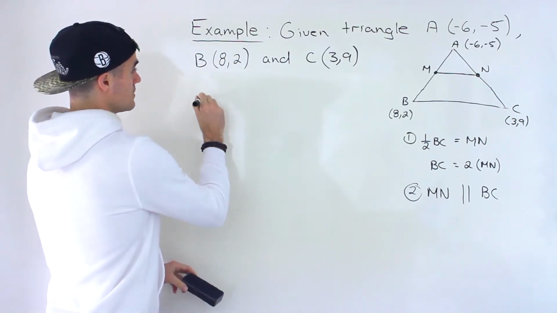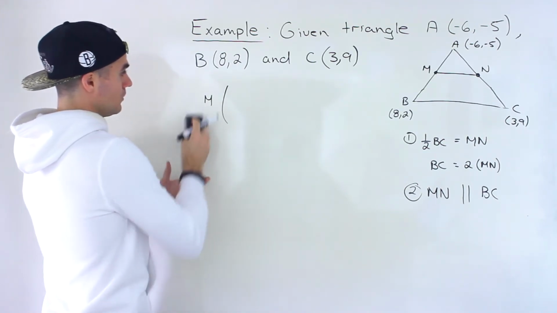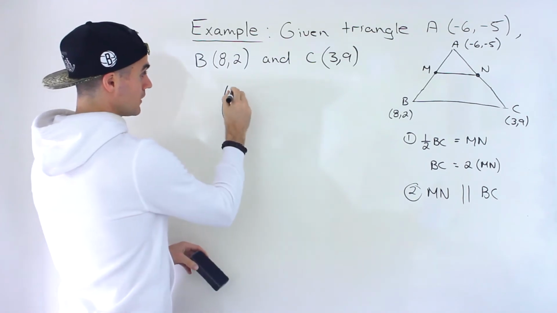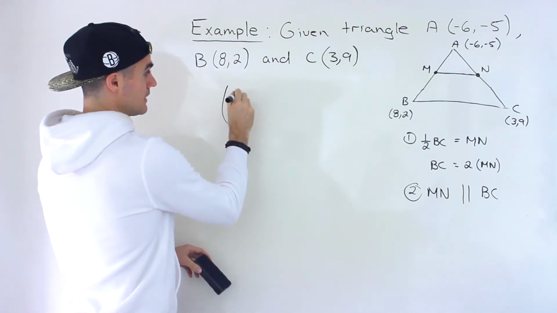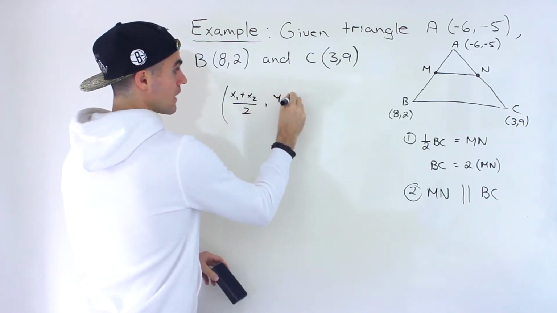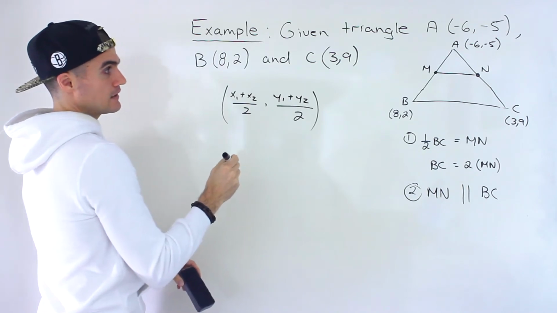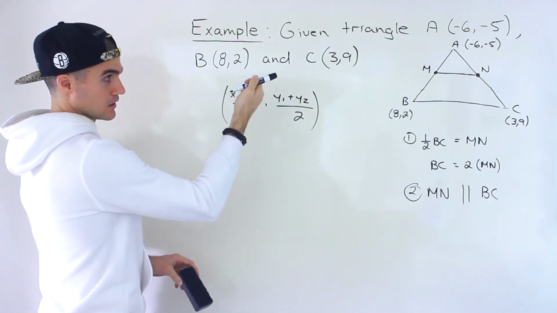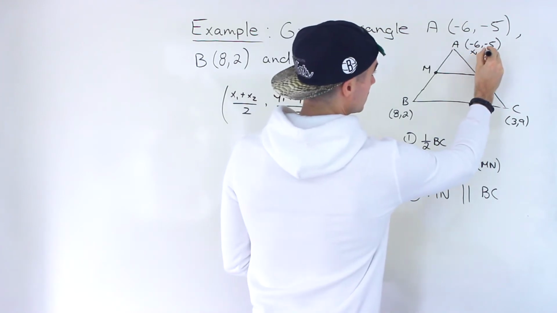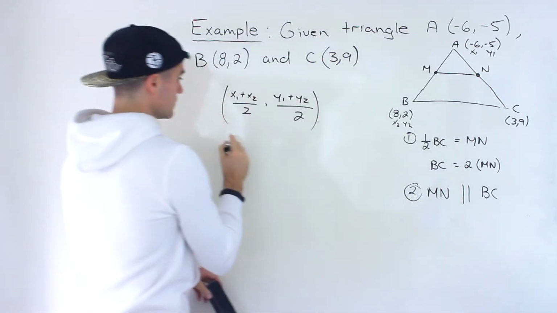So M. First off, how do we find a midpoint in general? If we have two points, (x1, y1) and (x2, y2), we would add the x values and divide by 2, and add the y values and divide by 2. We're finding the midpoint between A and B, so I'll let A be (x1, y1) and B be (x2, y2).